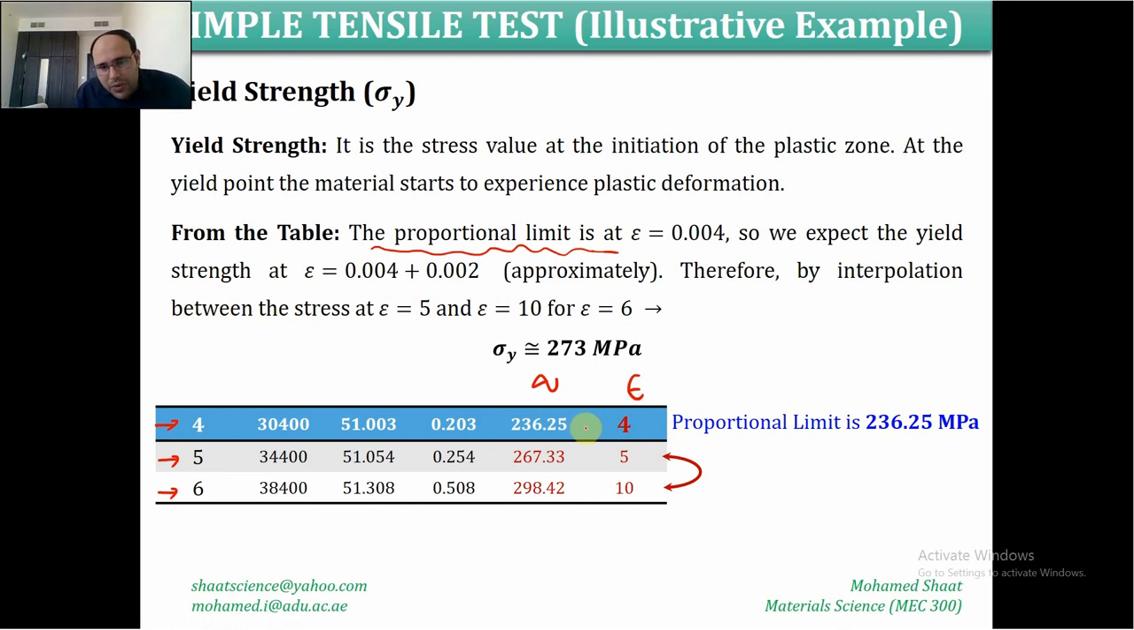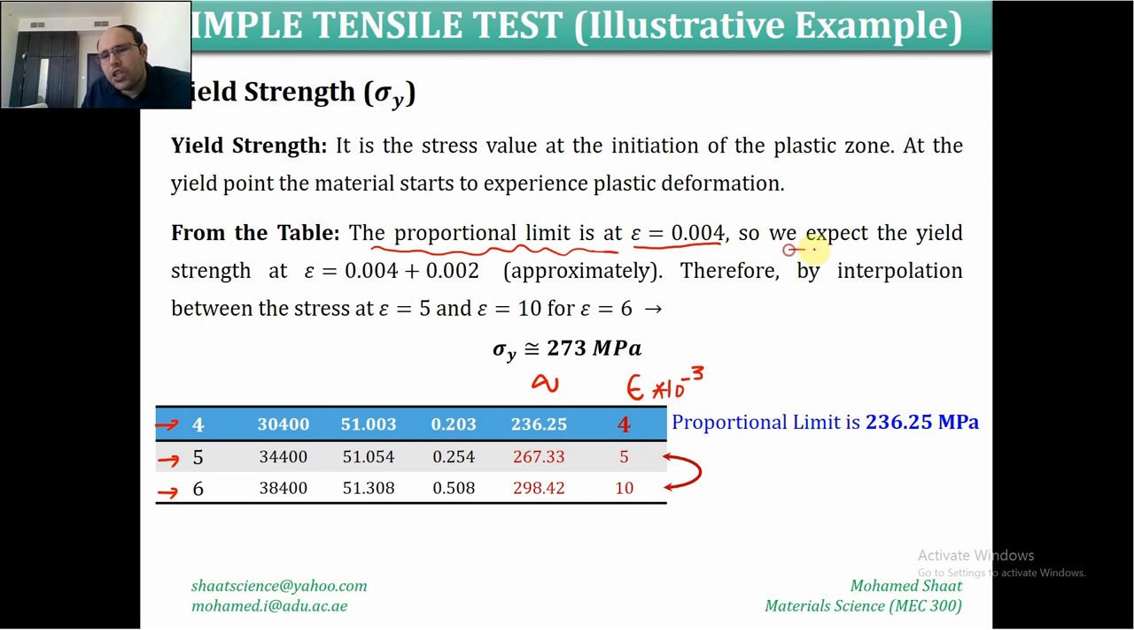Make sense? And remember that instant 4 is the proportional limit, and this is the corresponding value of the proportional limit, 236.25 megapascal, as we defined from the table. How about the yield strength from the table? Your objective is just to find the value of the strain at the proportional limit, which is 4. But remember that this is multiplied by 10 to the power negative 3. So 4 times 10 to the power negative 3 gives us 0.004. It means that at instant 4, which corresponds to the proportional limit, the strain is 0.004.